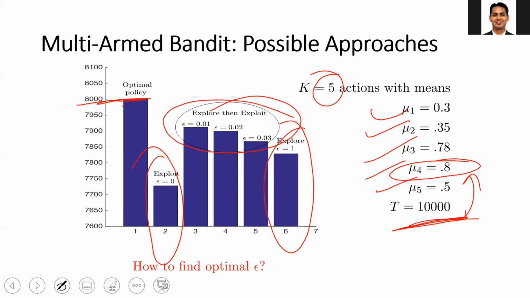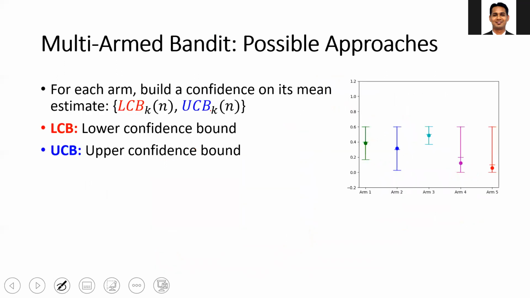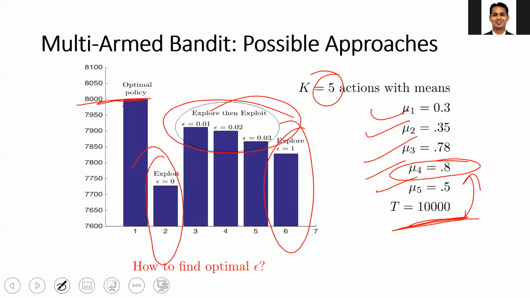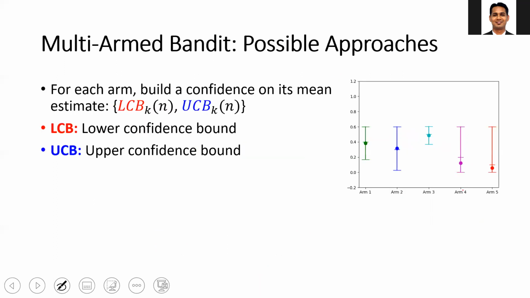We are just going to implement the algorithm. One possible approach is that you learn the confidence of the particular arm, or the mean of that particular arm. For example, you have each arm at say 0.3, 0.35, 0.8, and you are learning this. Your learning will become more and more accurate as you have more and more samples. So as you learn over time, you find out the lower confidence bound and upper confidence bound. For example, this is the real mean, but you don't have the real mean.